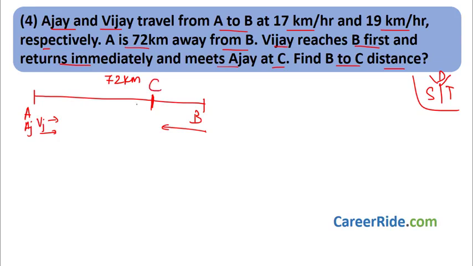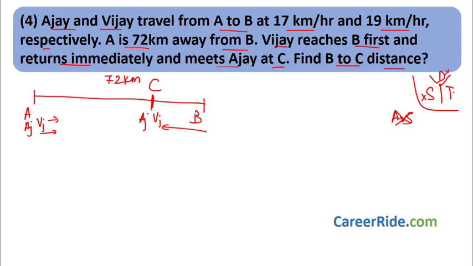This point is C. Ajay has reached here, and Vijay has come from here. Ajay moves over here, and Vijay moves over here and comes back. Now, what kind of sum is this? This is not an average speed sum. Is the speed the same? No, 17 and 19. Is the distance the same? No, Vijay covers more distance, because Vijay goes fast, touches the finish line and comes back. So the distance is not the same.